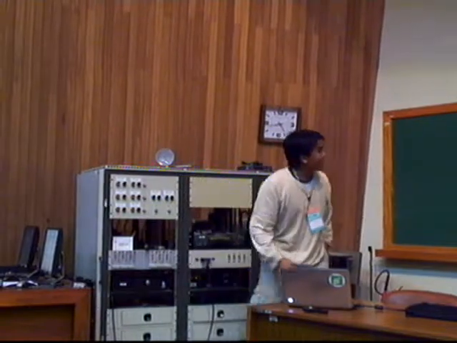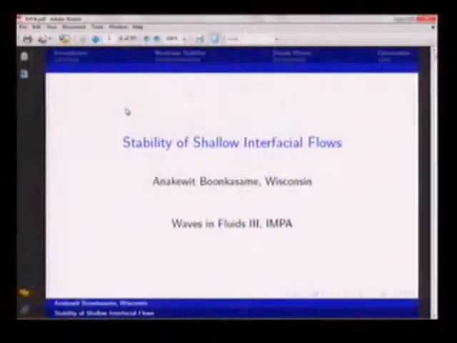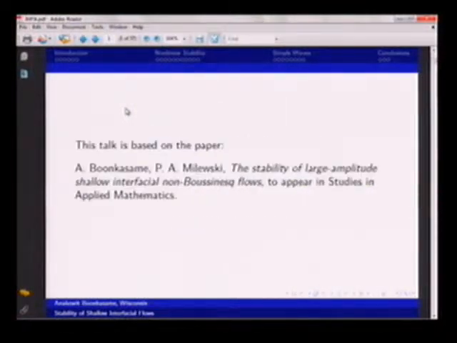So the topic of my talk is stability of shallow interfacial flows. That's actually based on a paper I wrote with my advisor. The full title is daunting, so I shortened it a bit. Well, let's look at the model.